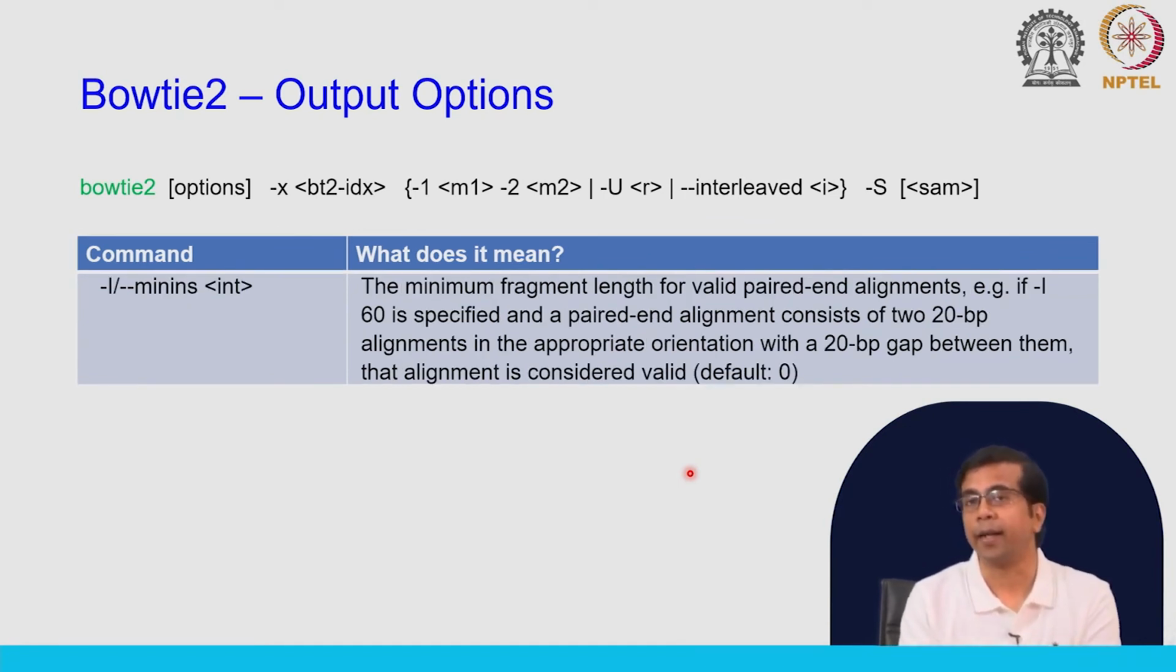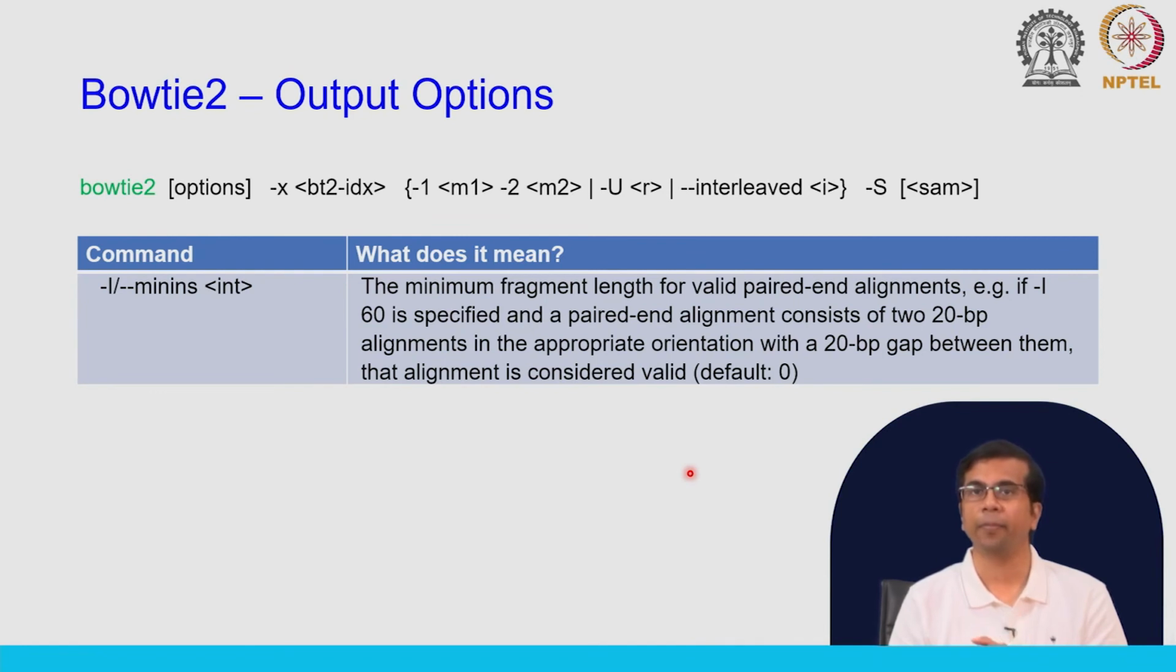These are called the minus I option. This specifies the fragment length in case of paired end data, right. It specifies the minimum fragment length that it requires to call a valid alignment. Imagine you have specified minus I followed by the number 60, so this integer says the fragment length should be a minimum of 60 base pairs.